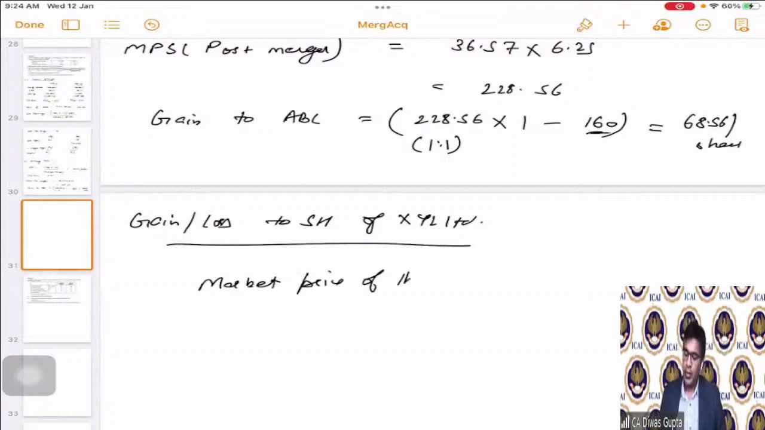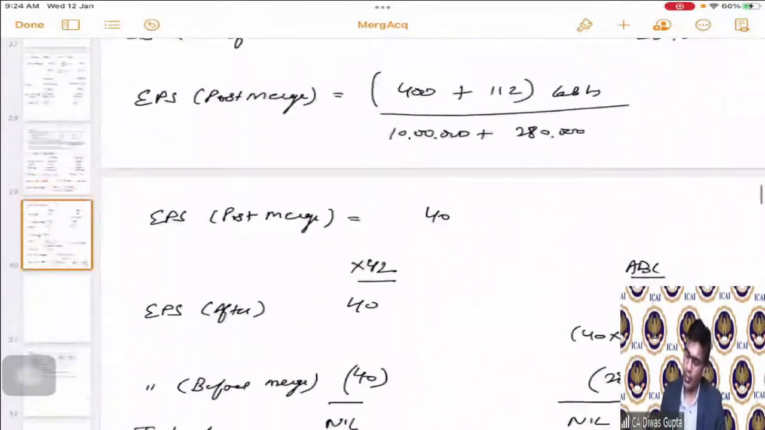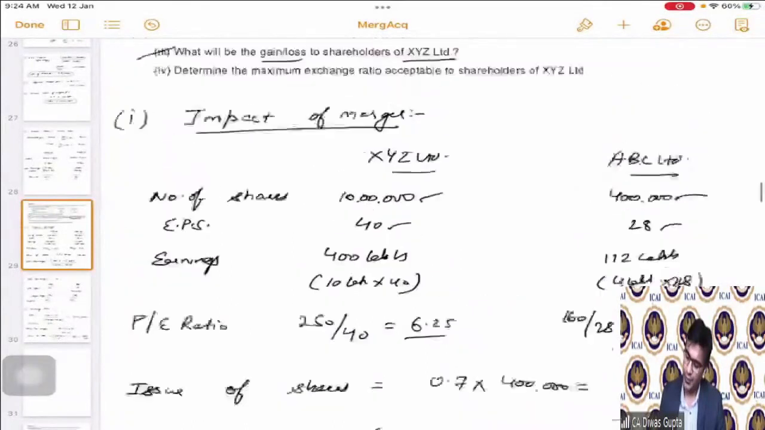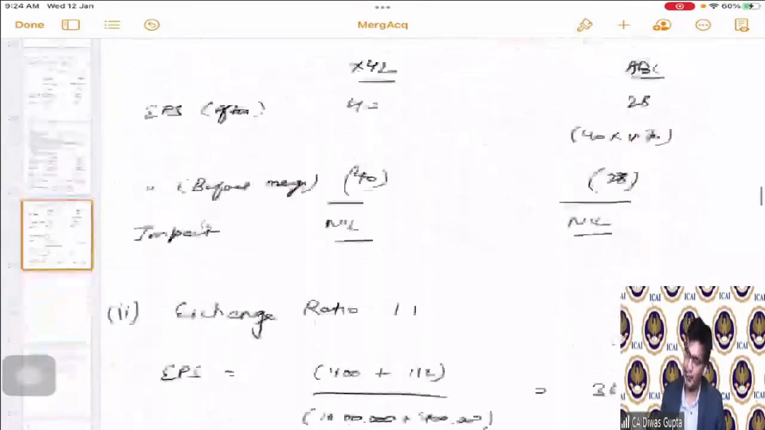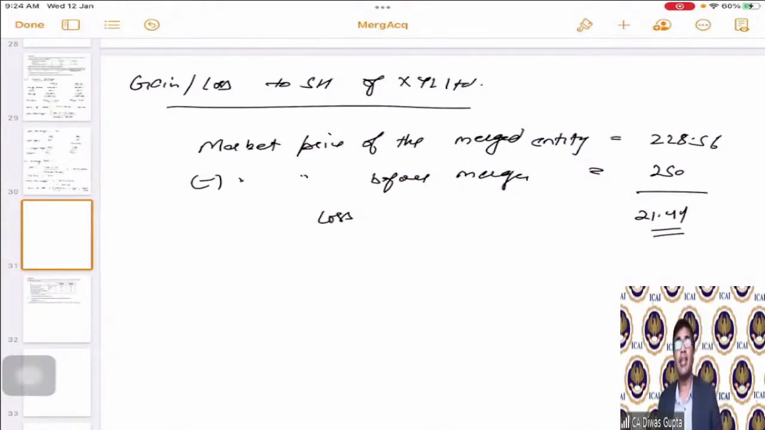Market price of the merged entity is 228.56 minus the market price before merger of XYZ, which was how much? I think 200, right? Where is the market price? 250, sorry. Yeah, 250. It's 250. So there is a loss then to them, which is 21.44 rupees. This is a loss to them because before merger, they had a higher market price per share. But after merger, their MPS got reduced. So this is loss from merger.